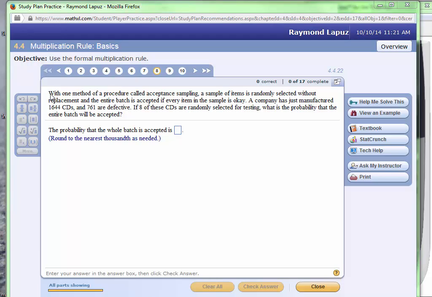Here's another problem for us with one method of a procedure called acceptance sampling. A sample of items is randomly selected without replacement, and the entire batch is accepted if every item in the sample is okay. A company just manufactured 1,644 CDs, 761 are defective. If 8 of those CDs are randomly selected for testing, what is the probability that the entire batch will be accepted?